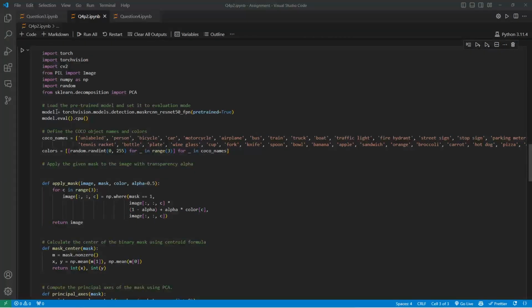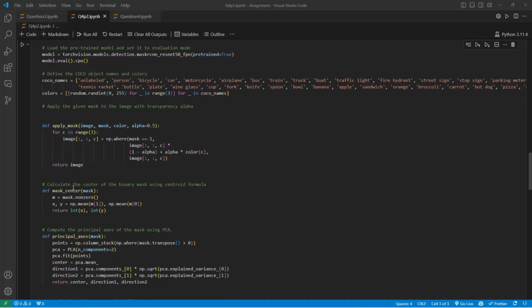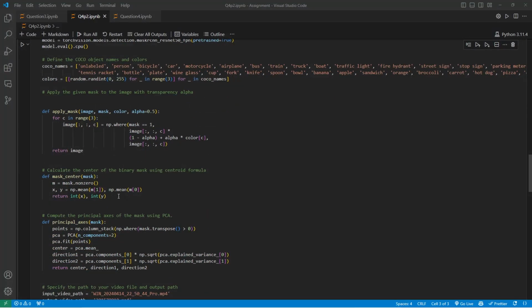Hi, for question 4, much of it is the same as in question 3. The differences are we have a mask center, where given a mask, we identify a center by taking the mean of it in 2 directions and then return it to x and y.